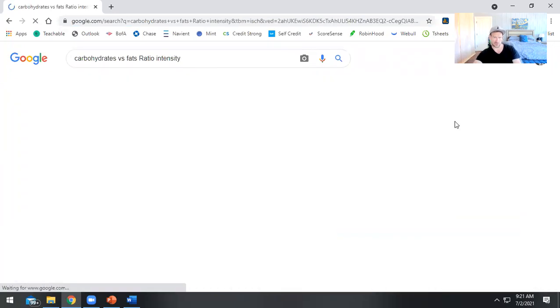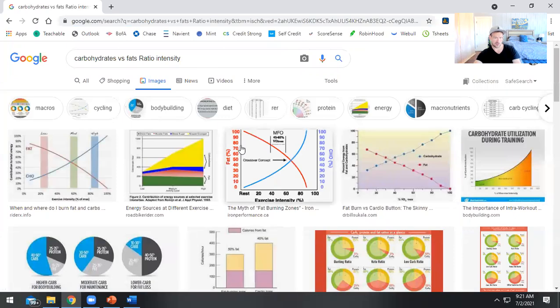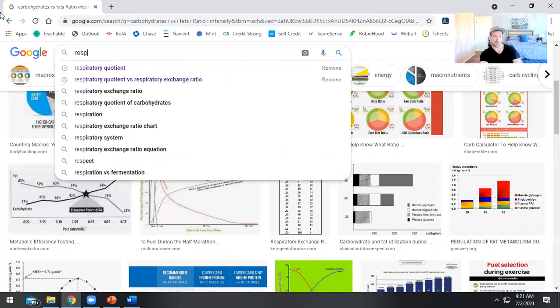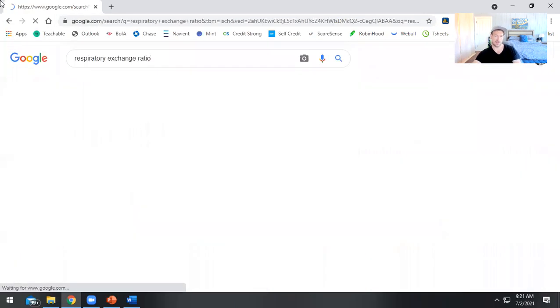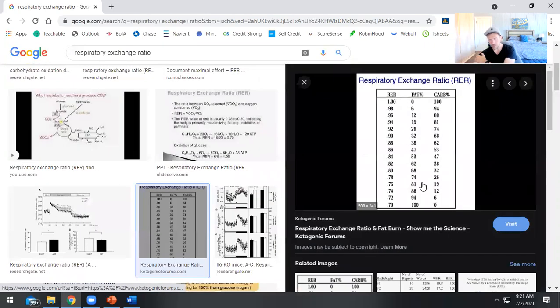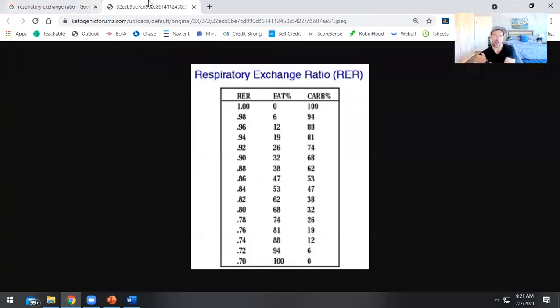The respiratory exchange ratio is actually what I want. There we go. Okay, so take a look right here at this chart.